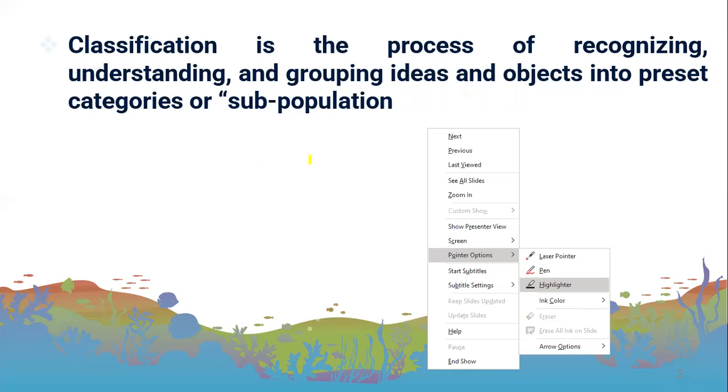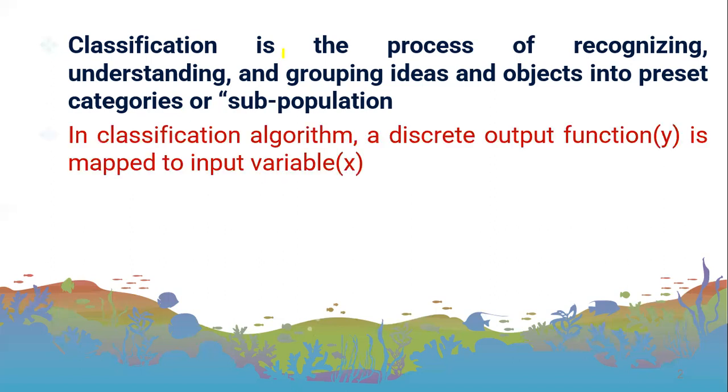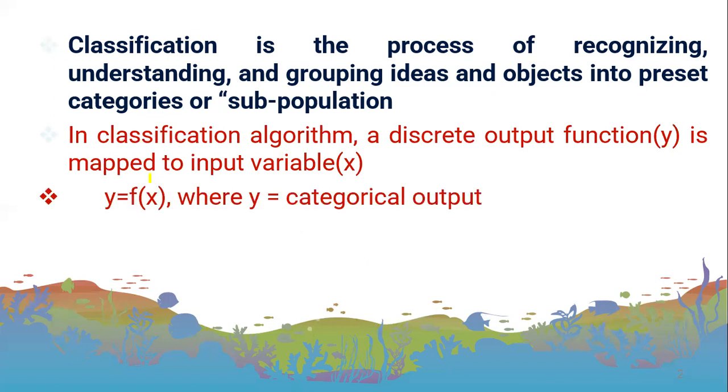Moreover, we can say it is a supervised learning technique, as I just told you. The targets are labels available here, and it is a process of recognizing, understanding and grouping ideas and objects into preset categories or subpopulations. Moreover, it is a discrete output function y that is mapped to the input variable x, that is y is equal to f of x, where y is the categorical output.